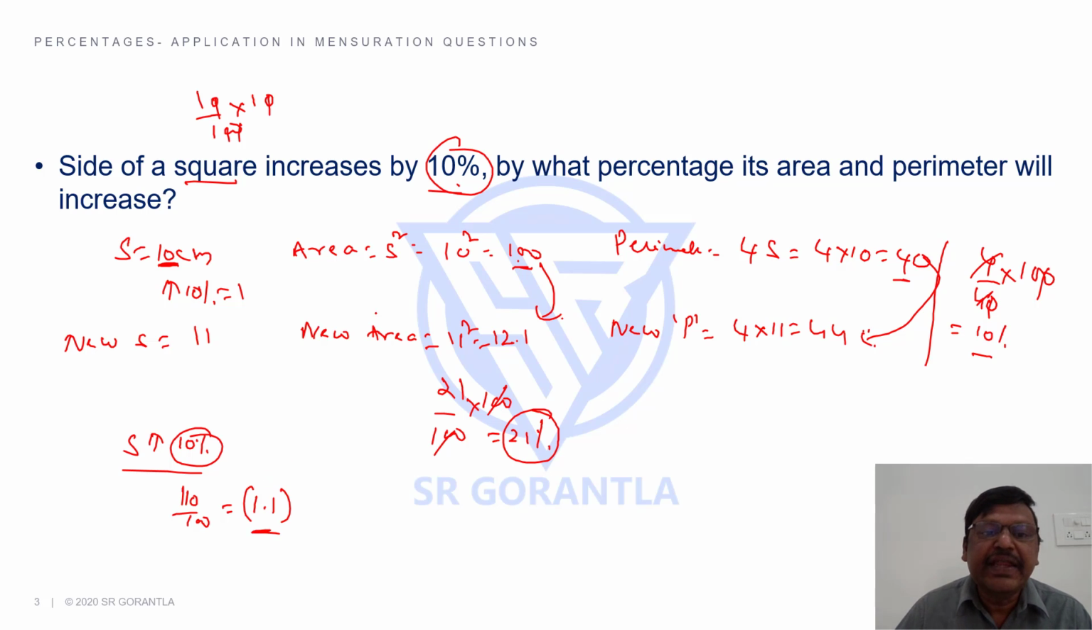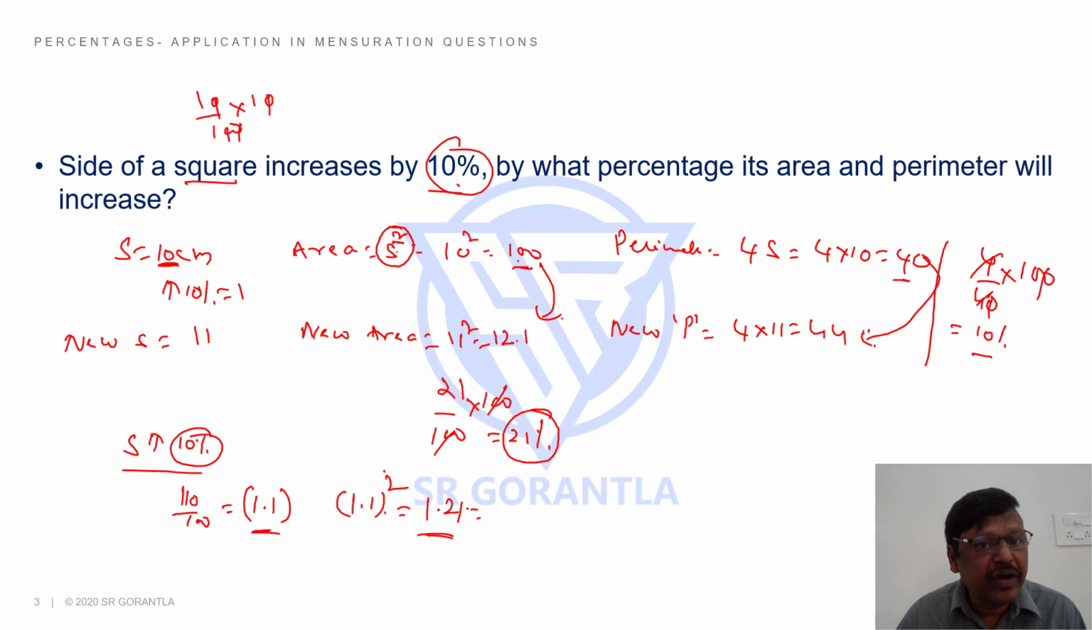Now tell me, in the area, what is the power of S? 2. In the area the power of S is 2, S square. So you make 1.1 whole square. This is the shortcut. 1.1 whole square, it is 1.21. 1.21 means 121%, right? 100% equals 1. Please remember, 100% is 100 by 100.